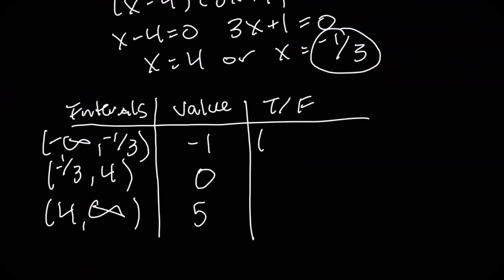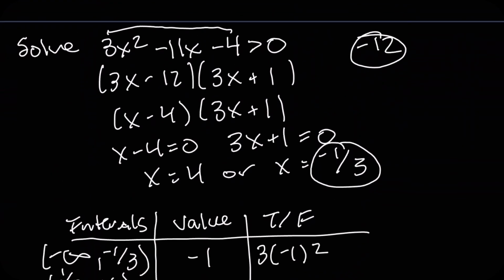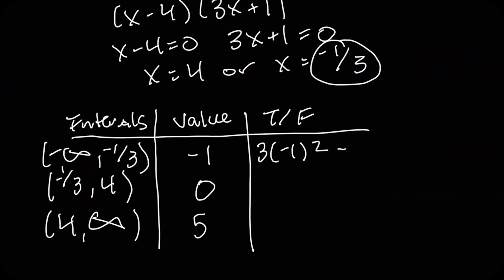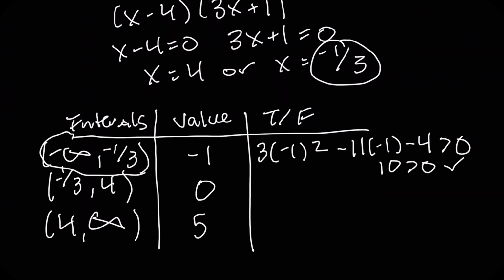Let's see, a 3 times negative 1 squared, and then minus 11 times negative 1 minus 4, and we want to see if that's greater than 0. So this will give us a 10 if we reduce, which is indeed greater than 0. So go ahead and circle that one for later, and let's just test our other ones to see if they make any sense.